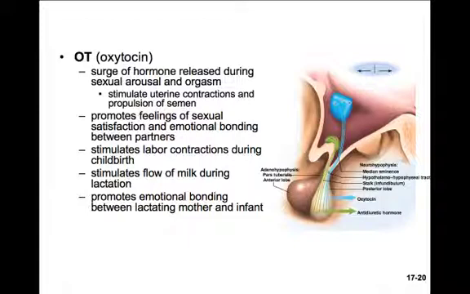It's also involved in stimulating the contractions we see during labor and childbirth, as well as milk flow during lactation. So it's involved in pretty much any experience where there's contraction. So in addition to promoting feelings of emotional bonding between partners, it creates emotional bonding between a lactating mother and an infant as the infant suckles on the nipple. Oxytocin is released and creates this sense of satisfaction. Don't forget to add these two hormones to your diagram and give a little explanation of their functions.